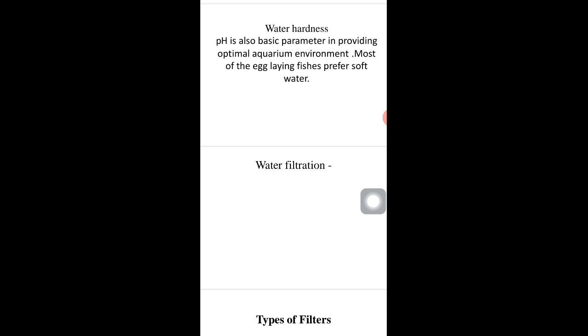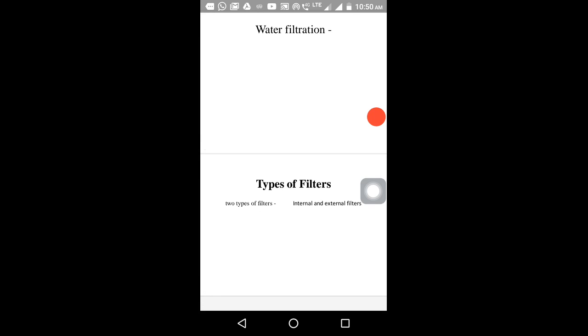However, live-bearing fishes and some cichlids prefer slightly hard water. Rainwater is the best source for reducing the water hardness in the tank. Water filtration.